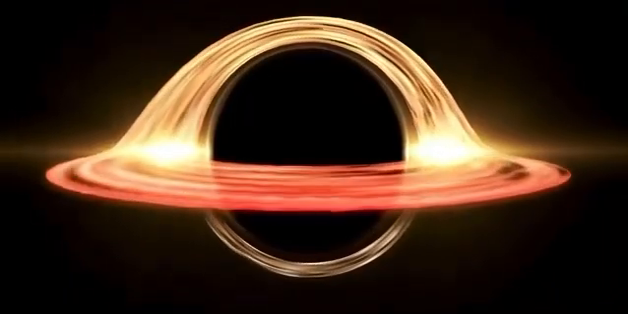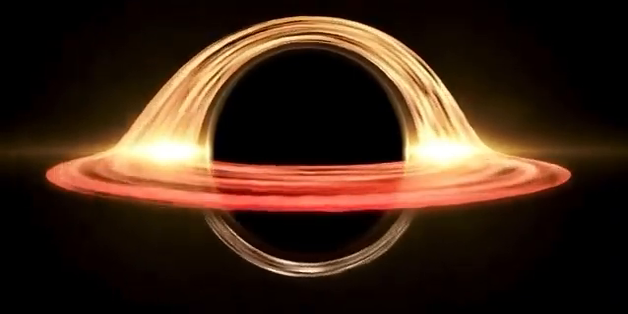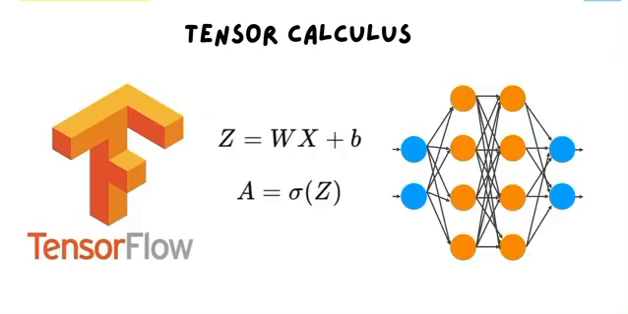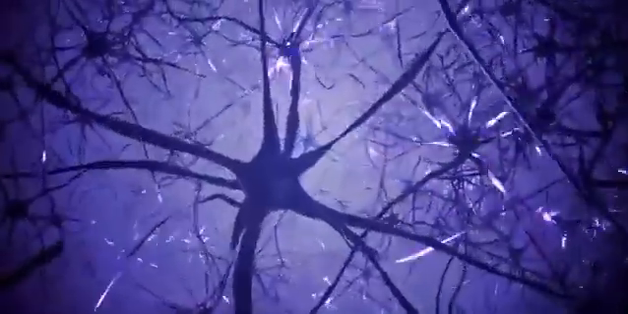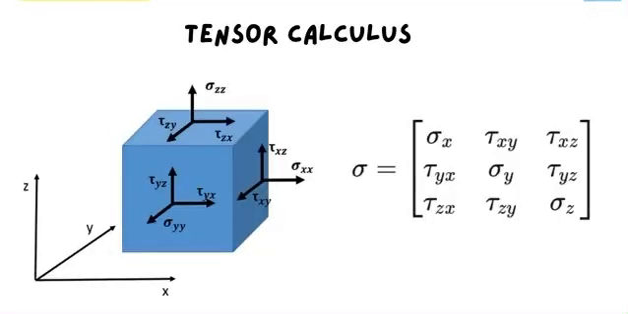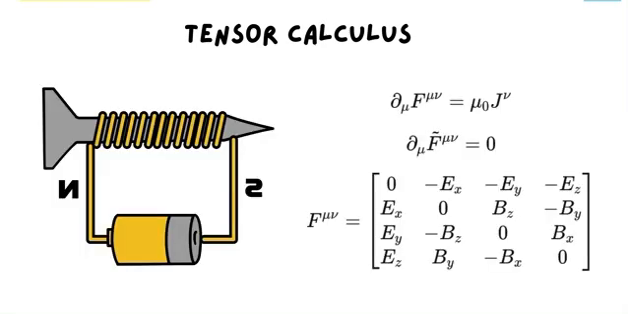In Einstein's theory of relativity, tensors help model how space and time warp due to gravity. In machine learning, tensor operations power deep learning frameworks like TensorFlow, enabling neural networks to process vast amounts of data efficiently. In physics, tensors describe stress, strain, and electromagnetic fields, providing a unified way to analyze complex systems.